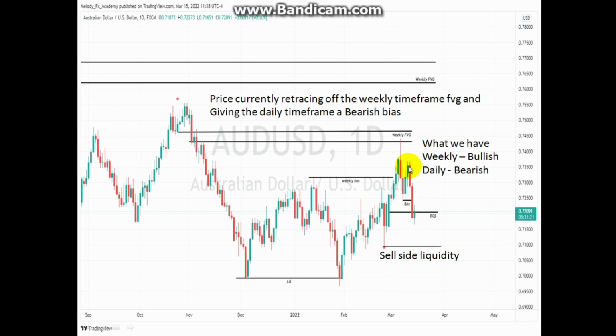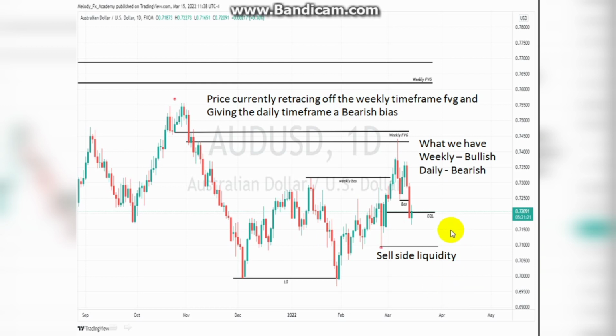Okay, so currently we have a bearish daily bias and a bullish weekly bias. So now we might see price trade down to this swing low right here, taking out the sell side liquidity. You get what I mean. So price might likely reverse from here and keep on going up. So all we have to do is sit and watch price do its thing.